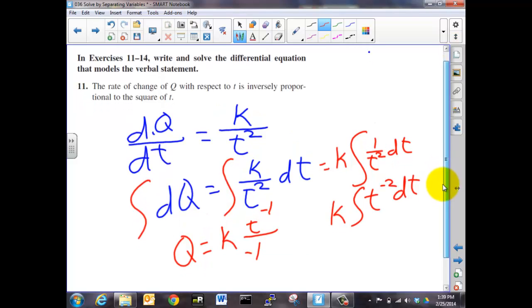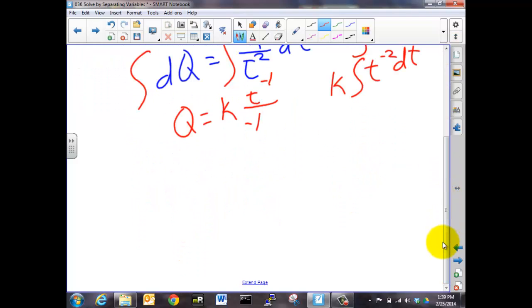So we find out that Q equals k over t. There's a negative sign somewhere. Q equals negative k over t plus C. Oh, we got kC.